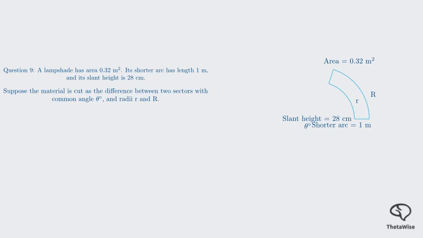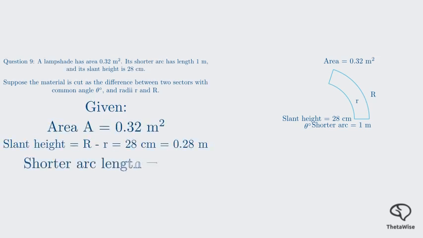The first step is to establish the dimensions. We have an inner radius r, and the slant height is 28 centimeters, which we must convert to meters, so 0.28 meters. This means the outer radius, capital R, must be r plus 0.28. It's the inner radius extended by the width of the lampshade. This relationship is key to solving the problem.